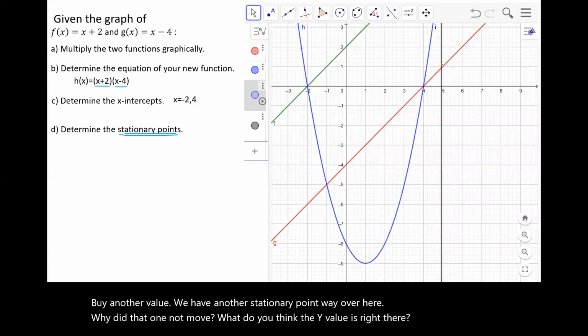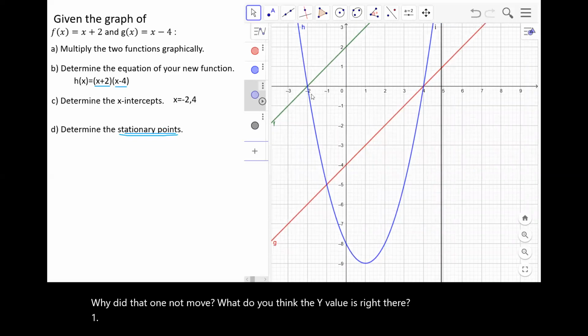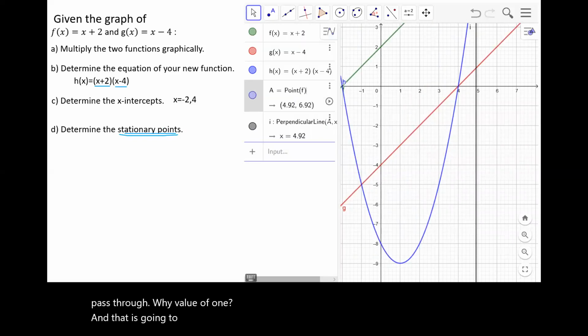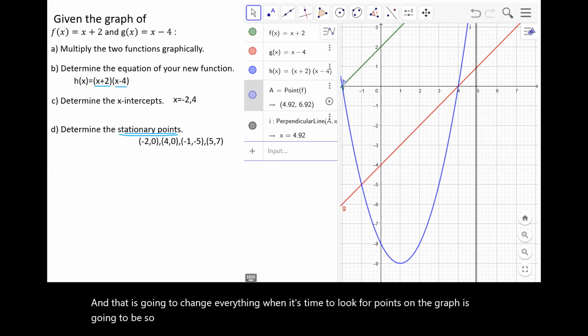Okay, so when you have stationary points, either they're x-intercepts from the original or one of the graphs passes through a y value of 1. And that is going to change everything when it's time to look for points on the graph. It's going to be so quick to get these points. Okay, let's keep going. What shape did you expect?